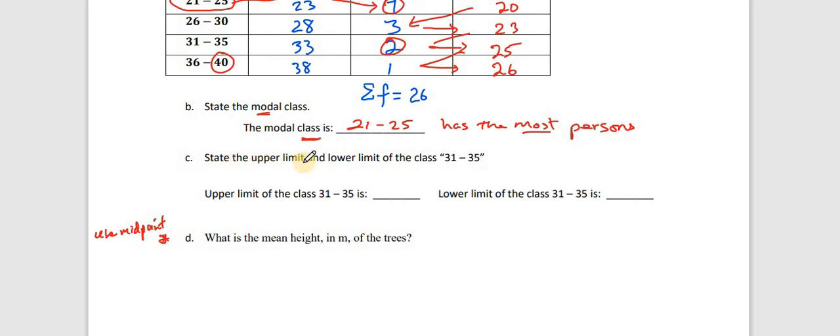Okay, state the upper limit and the lower limit of the class 31 to 35. Which one is the lower limit? Which one is the upper limit? Easy question for 1 mark each. 31 is the lower limit. 35 is the upper limit.